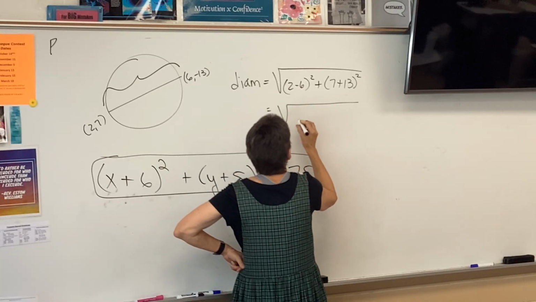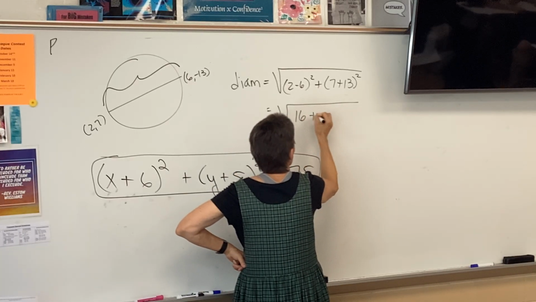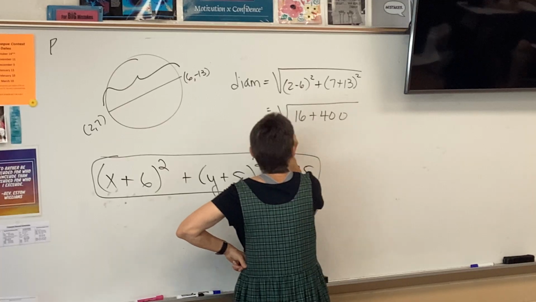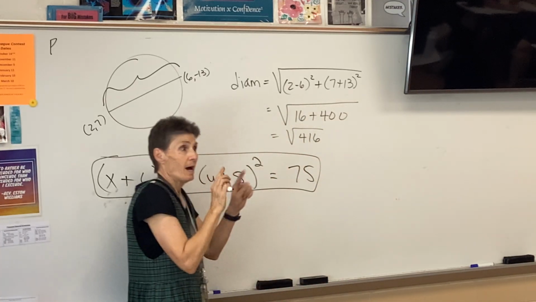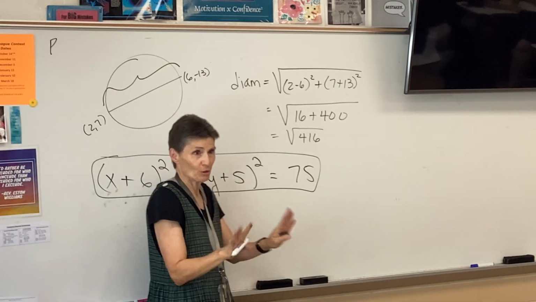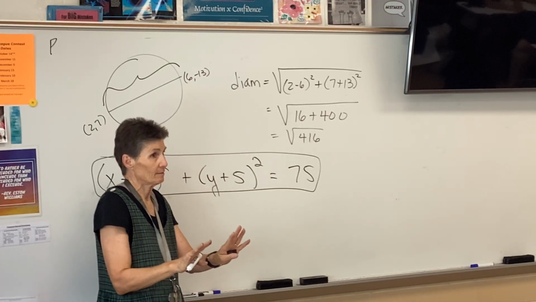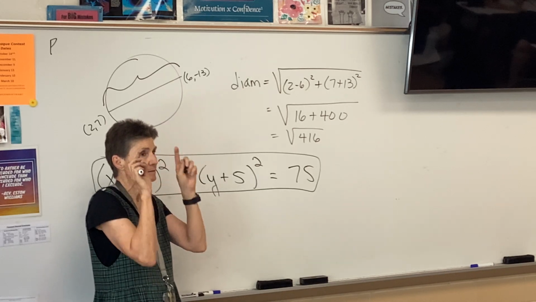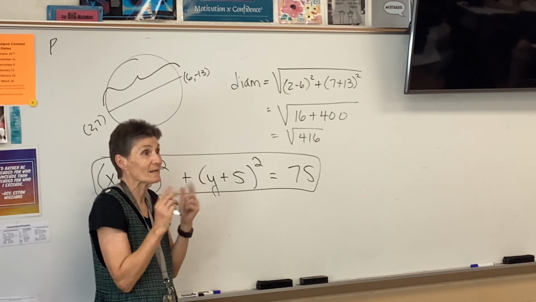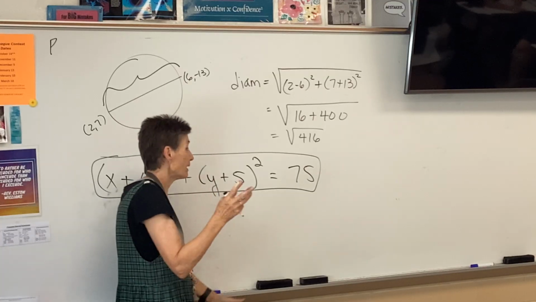So what is that? 16 plus 400. Did you get the square root of 416? Now, I am sure that simplifies, but I'm not doing it. I'm just going to leave it there for a second. And if you think ahead, I think you understand I'm not going to waste time simplifying. All right, I got my diameter.